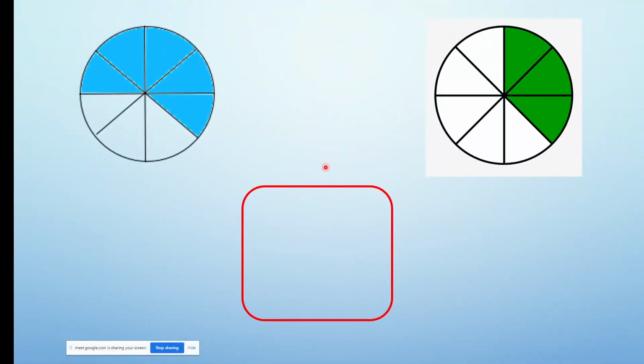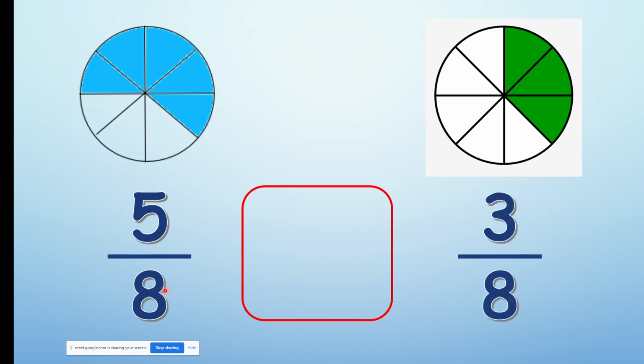Next. What do you call this fraction? 5 eighths. Next, this one. 3 eighths. Yes, they have the same denominator. You will just check the number on top, the numerator. So what will it be? More than, less than, equal? More than. Because 5 is bigger than 3.